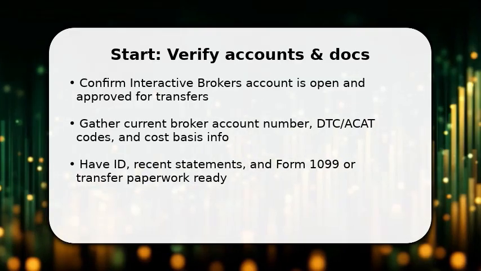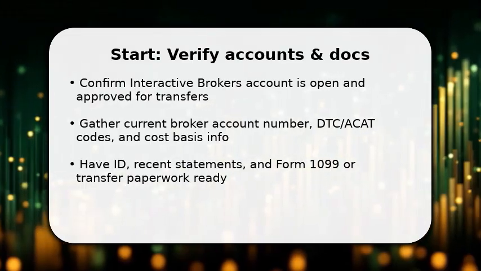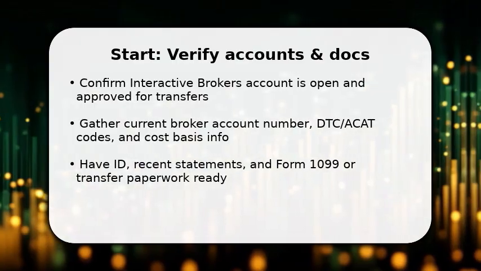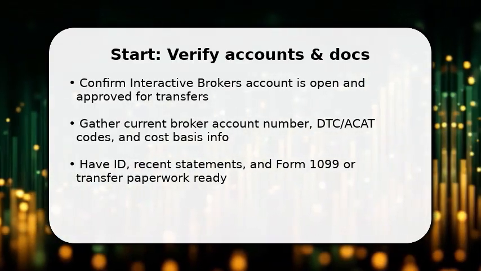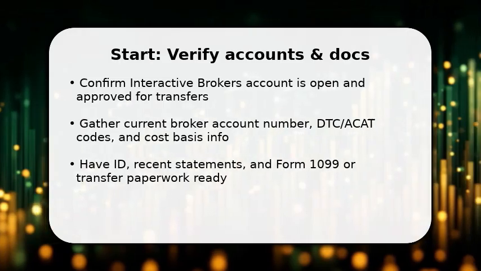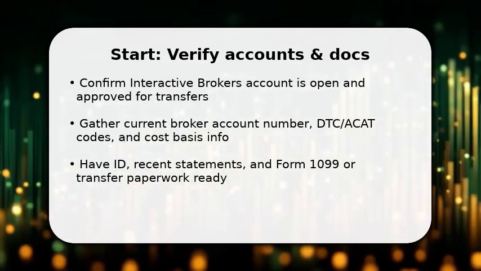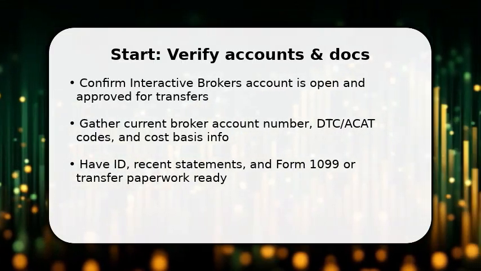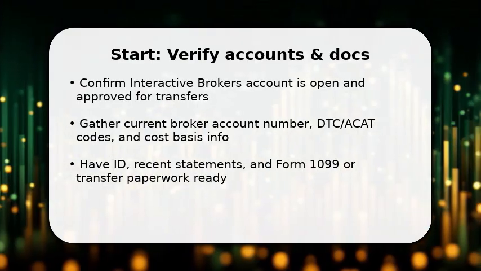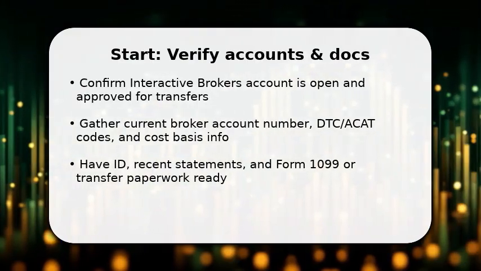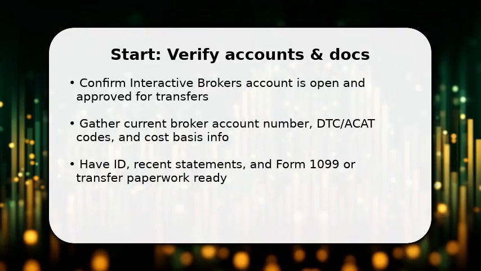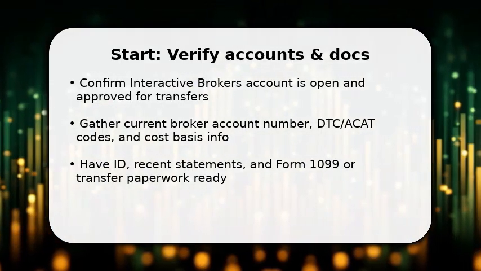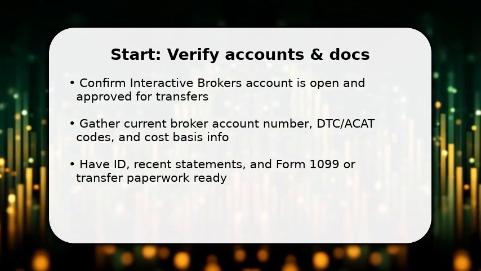You begin by confirming your Interactive Brokers account is funded and approved for incoming transfers. Without approval, you cannot proceed. Next, collect your existing broker's account number and the transfer protocol code like DTC or ACAT, because matching identifiers speed processing. Finally, gather proof of ownership, recent statement, cost basis data, and ID so you can complete transfer forms quickly. Once done, log into Client Portal and open the Transfer and Pay section to start the transfer request.